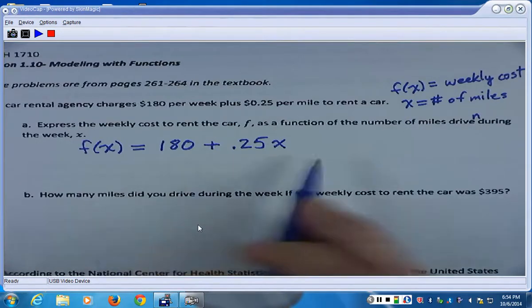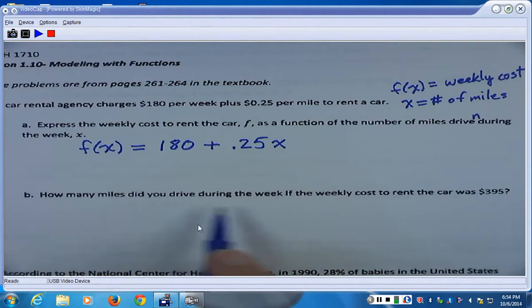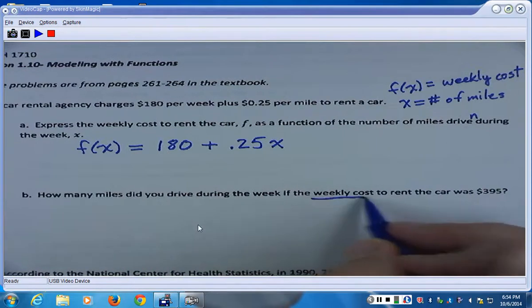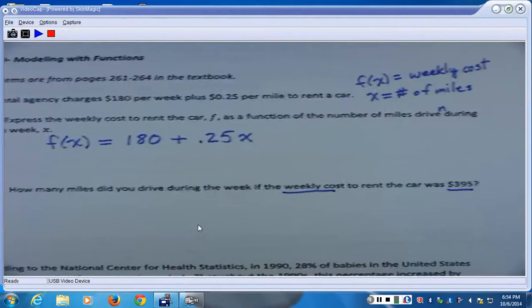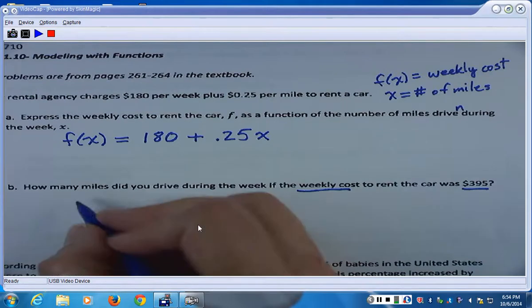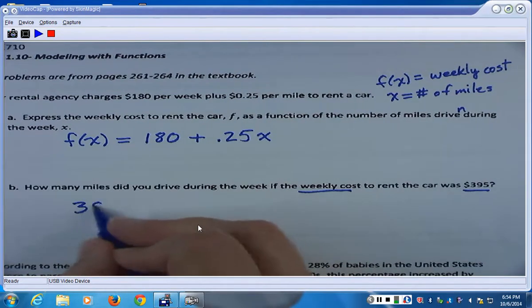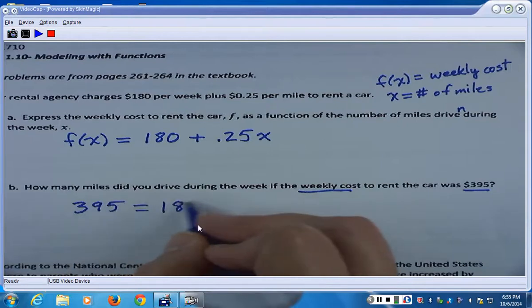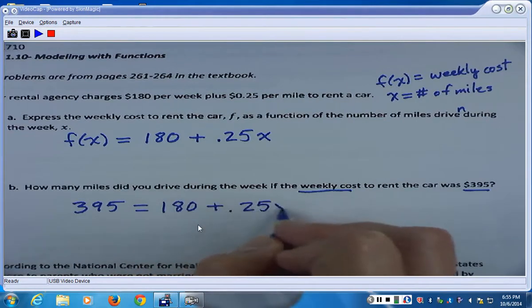Okay, so now we have the equation. How many miles did you drive during the week if the weekly cost to rent the car was $395? So we're given a weekly cost to rent the car of $395. It asked how many miles did you drive. So what are they giving us here? Are they giving us X or F of X? They're giving us F of X. So you put 395 equals 180 plus 0.25x.